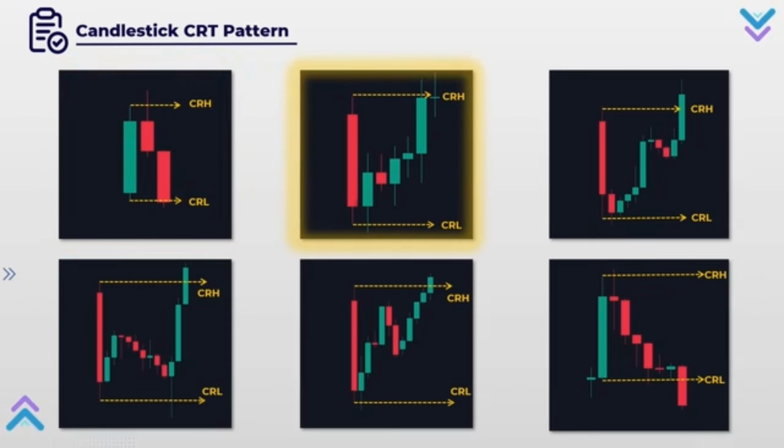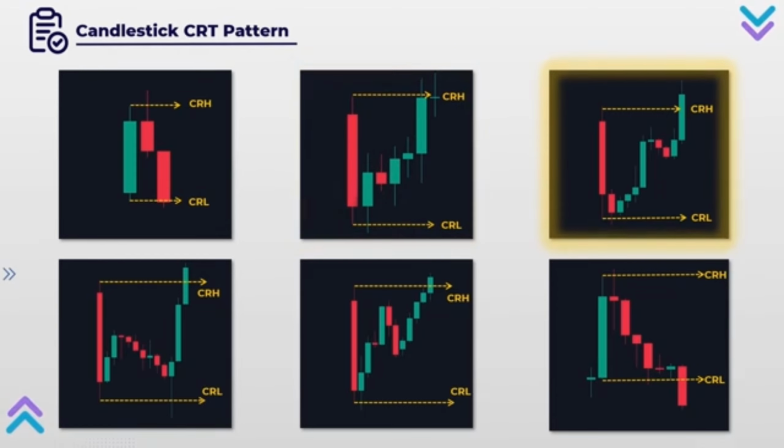Next, we see a range candle followed by a bullish green candle that sweeps below the range. Then, the price forms multiple candles until it closes above the range. Once again, a range is formed. Liquidity gets taken out, and then the price pushes higher, eventually reaching the range's high.